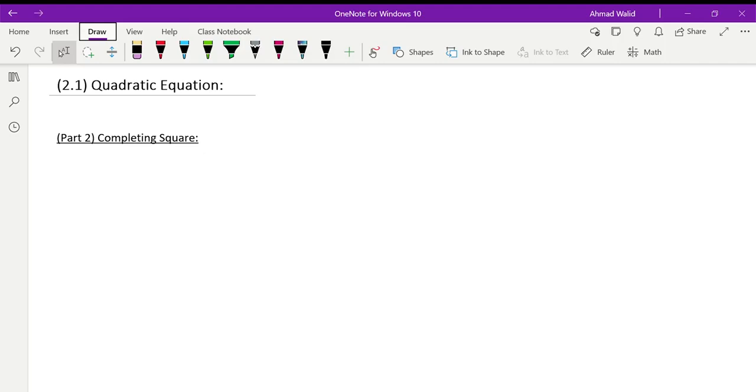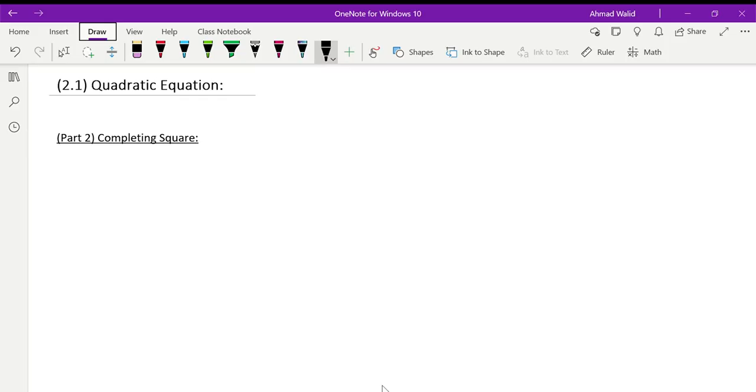Hello all, let's start again section 2.1. In this video I'll discuss part 2 of solving quadratic equations. Method 2, as you see in the topic, is completing the square. Let's first discuss what completing the square is, and after that how to solve quadratic equations using completing the square.